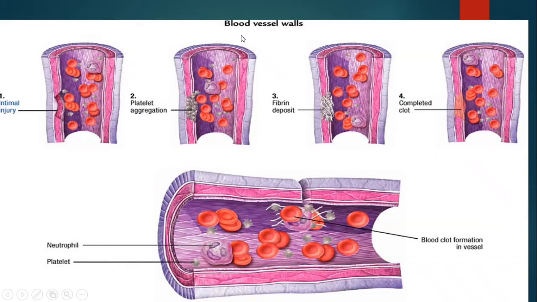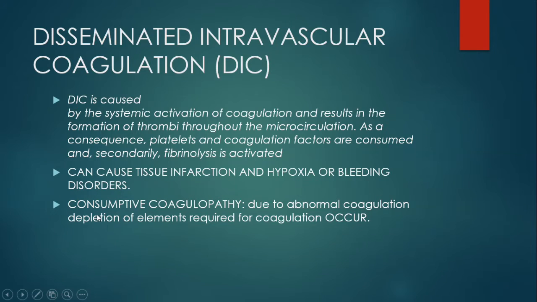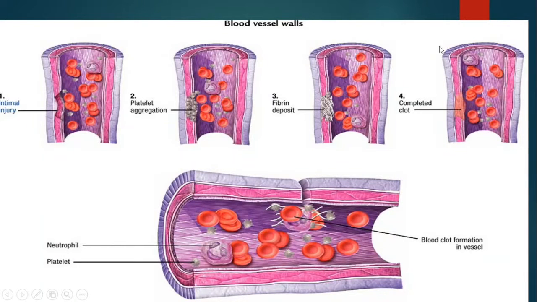Okay, there is a blood vessel. What happens in the capillary? There is a widespread formation of blood clots within the capillary that can occlude the transport of blood and cause tissue infarction or hypoxia. Due to abnormal clotting, the platelets and coagulation factors are consumed. We call it consumptive coagulopathy. These are the two clinical manifestations of DIC.